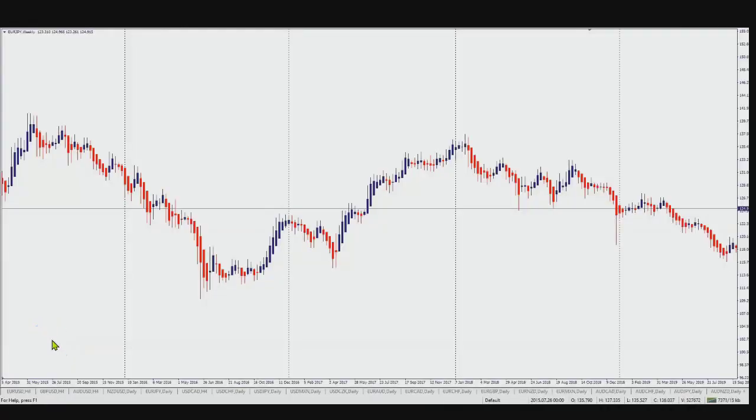Let's get started. So the first thing I want to tell you guys, now that we're looking at the Euro JPY on a weekly time frame, is that in order to figure out when a new trend begins on the higher time frames, you first have to be able to identify when an old trend ends. This is what causes trend reversals in the market.